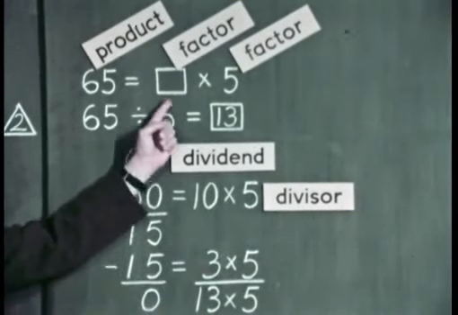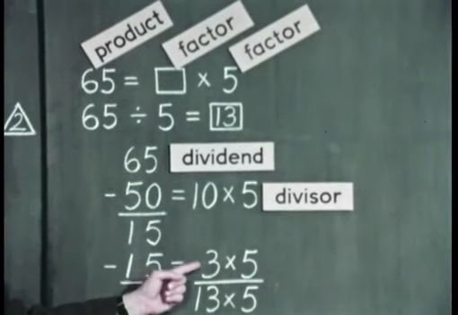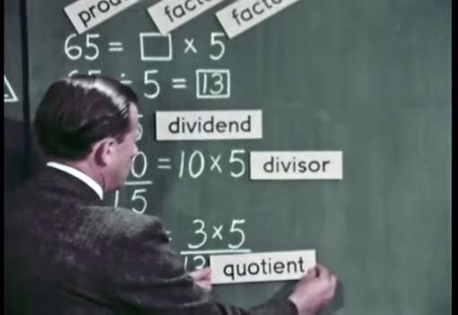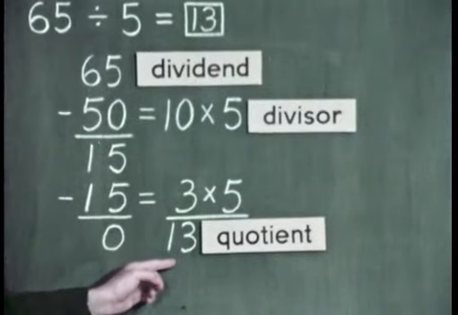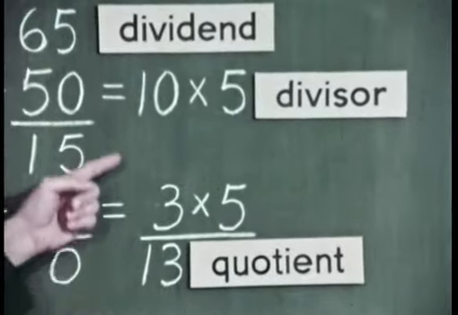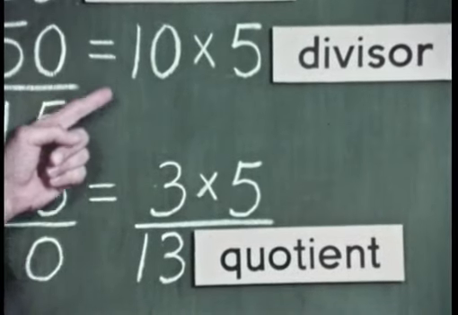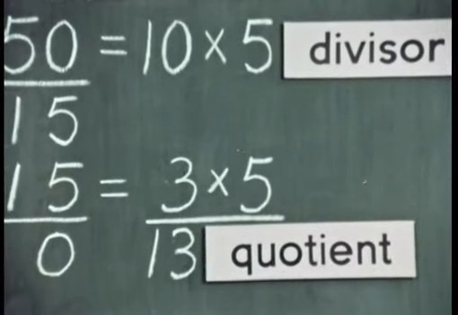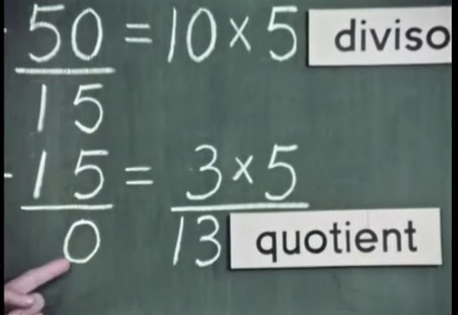And when the missing factor is computed, it is referred to as the quotient, which in this case is 13. The numbers added to get the quotient are referred to as partial quotients. The partial quotients here are 10 and 3. Here, there is no remainder, or to put it another way, the remainder is 0.